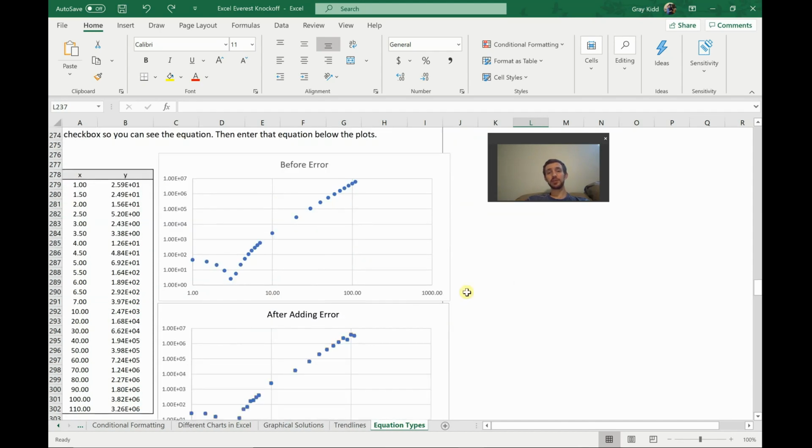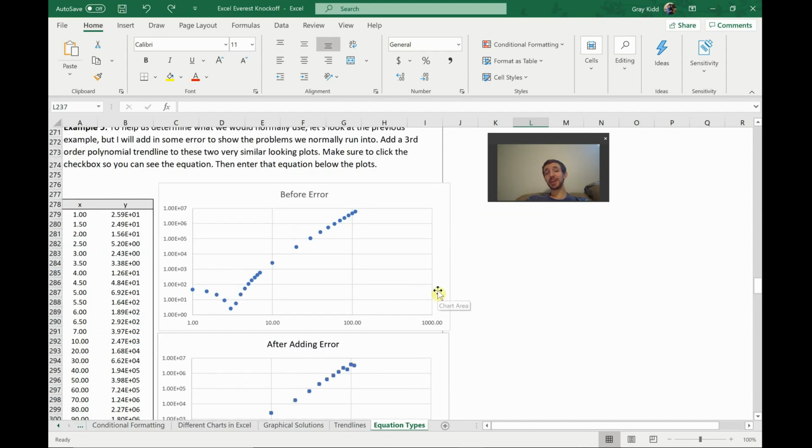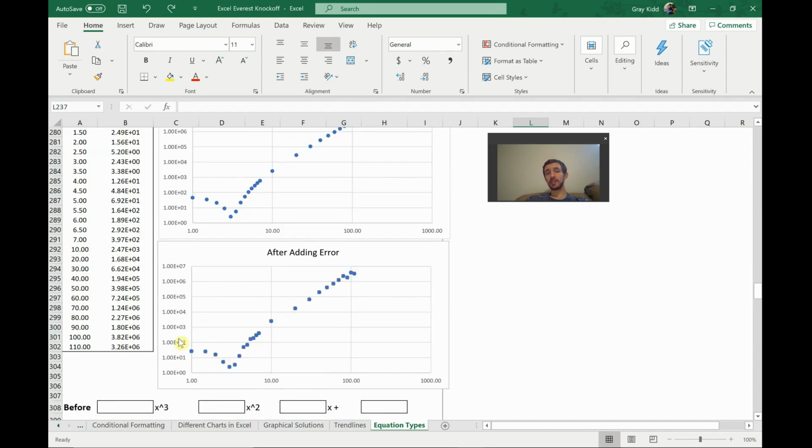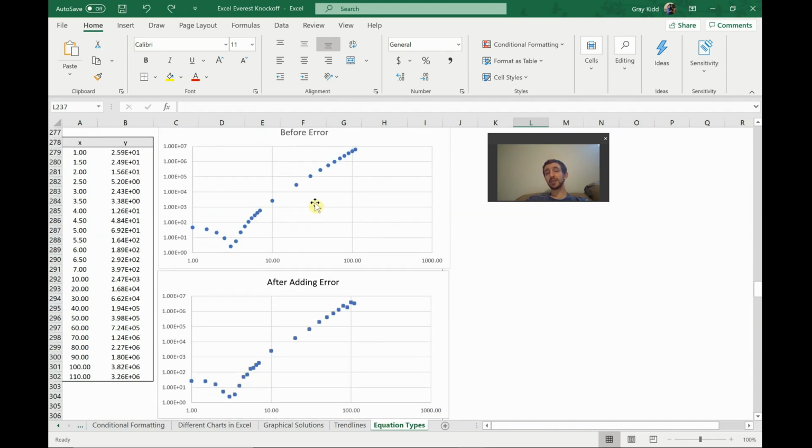So for these two trend lines, it's actually the same exact data we had just earlier, but this is before error and this is after adding some error. Now you can see that that relationship is still very clear. It really hasn't done much to change it. I mean, you would think that if I fit a third order polynomial, it'd be exactly the same, right? Well, let's try and see.